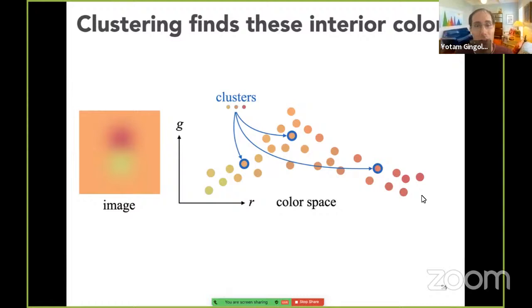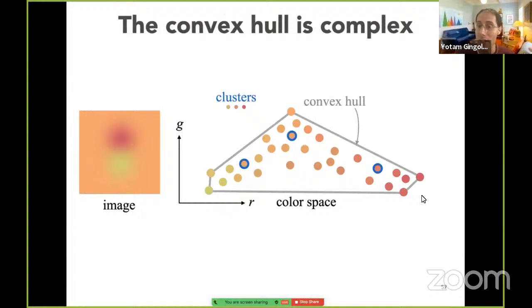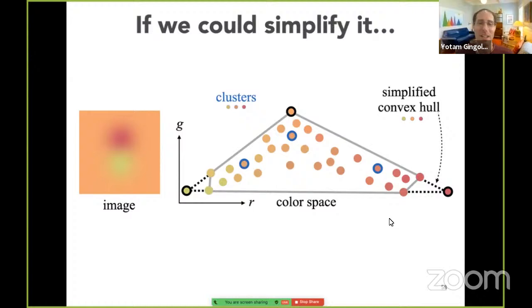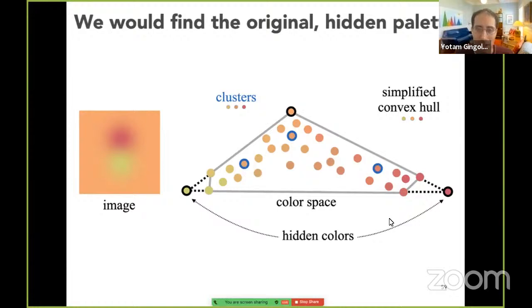On the other hand, if we take a convex hull, it'll be too complex. We'll have like five vertices. But the key is, if we can simplify this convex hull somehow, like uncutting off corners, then we can end up recovering the hidden colors which actually were used to create this image. So that's our insight, and that's our goal here.